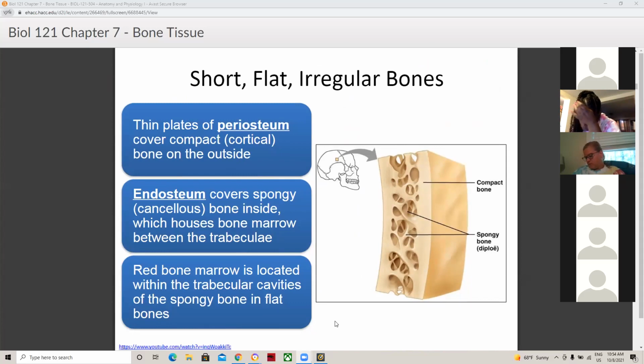In short, flat, and irregular bones, thin plates of periosteum, which is dense, irregular connective tissue, cover the compact or cortical hard part of the bone on both sides. Endosteum covers the interior bone. So let me add some more terms really quick here.